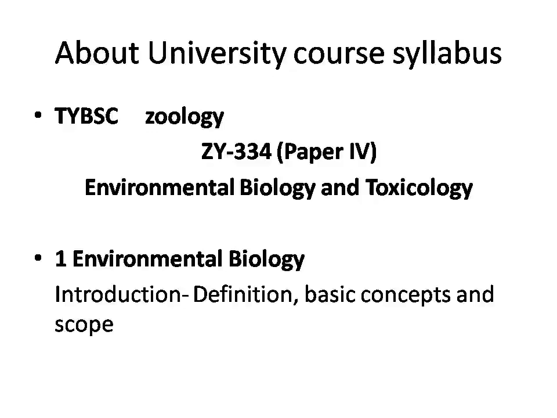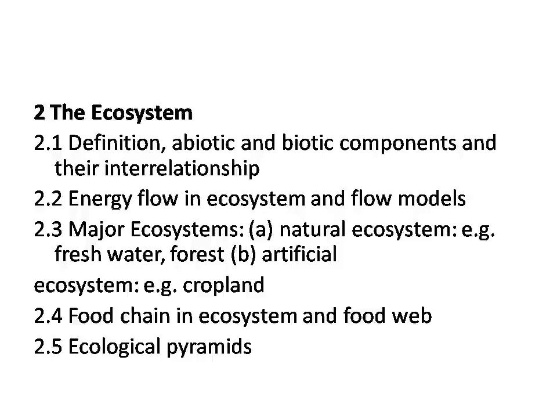This course is divided into a total of 8 chapters. The first chapter is environmental biology: its introduction, definition, basic concepts and scope. The second chapter is ecosystem, where the definition of ecosystem, biotic and abiotic components and their interrelationship are studied. And then the energy flow in the ecosystem and the flow model are studied.